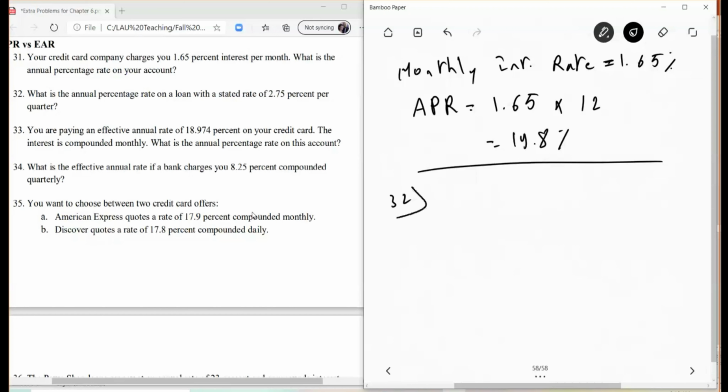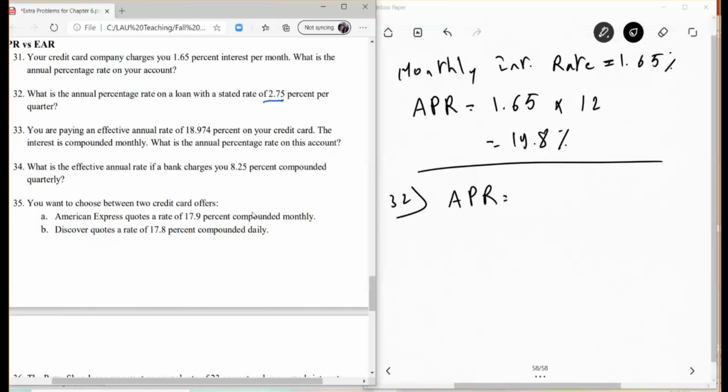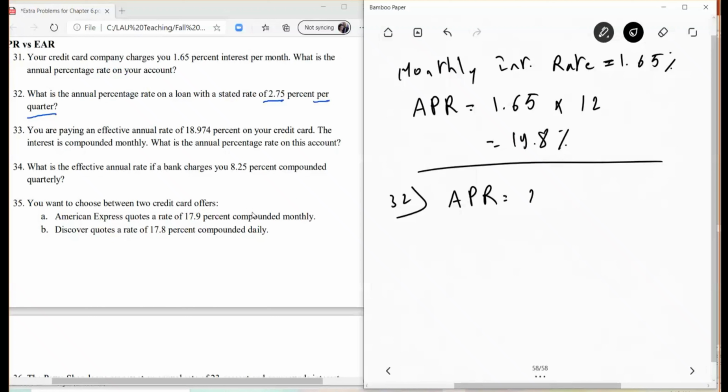Number 32, what is the APR on a loan with a stated rate of 2.75% per quarter? So this is the quarterly interest rate. So APR equals 2.75 times the number of quarters in a year, times 4, and the answer is 11%.